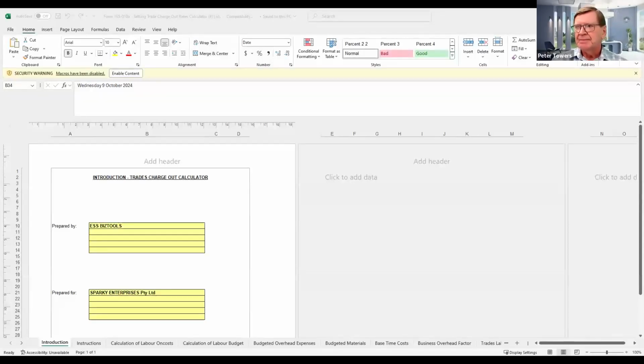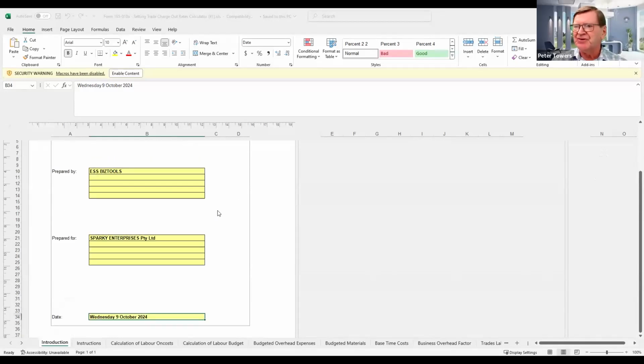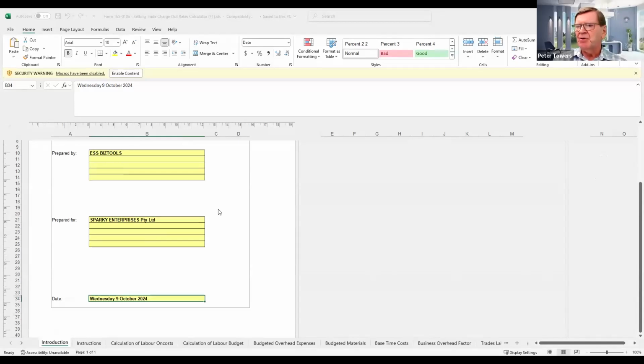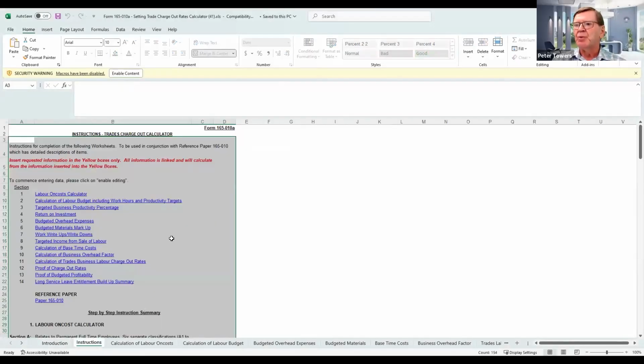So on the screen now, you have the first part of the charge out rate calculator. So we have the tradie charge out rate calculator prepared by ESS BIZTOOLS. I'm calling the business Sparky Enterprises Pty Limited, and we've done it on the 9th of October. We have some instructions which you would work through.